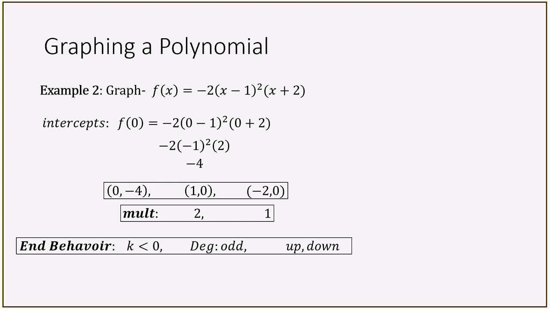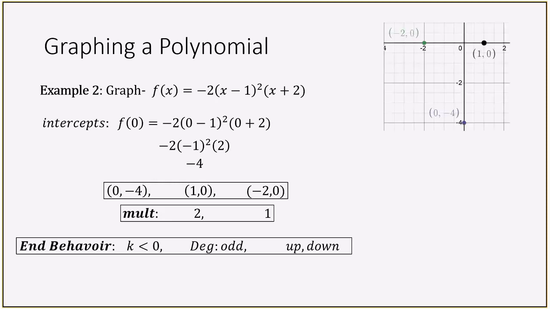Okay, so now we actually have all the pieces. We have our intercepts, we have the multiplicities of our intercepts, and we have our end behavior. So for starters, if we're going to graph this, we're going to start by just plotting our intercepts. So my intercepts are (-2, 0), (1, 0), and (0, -4) that we see here.